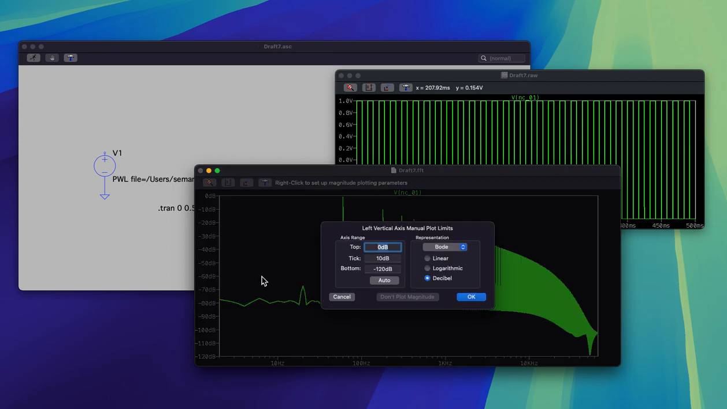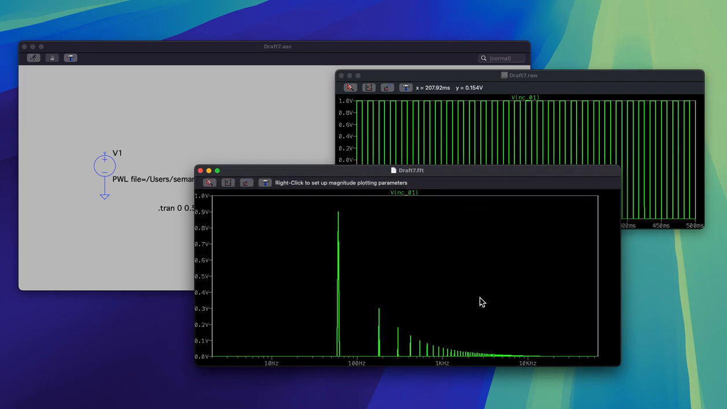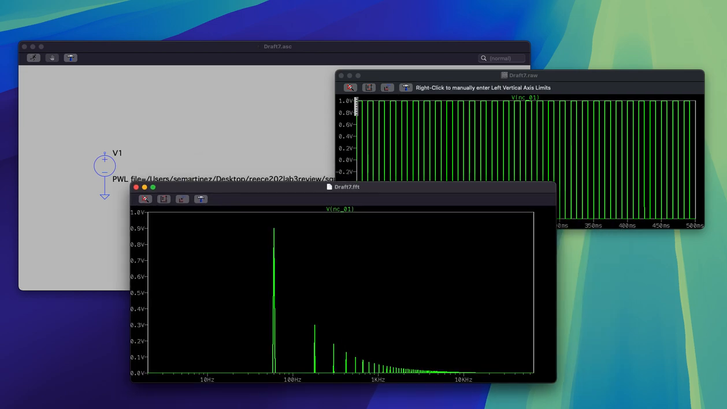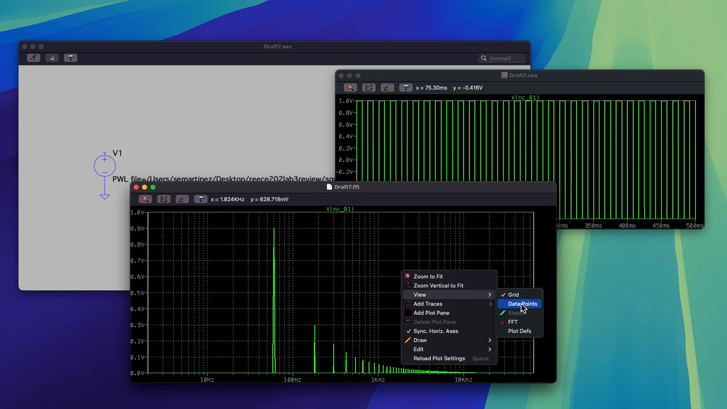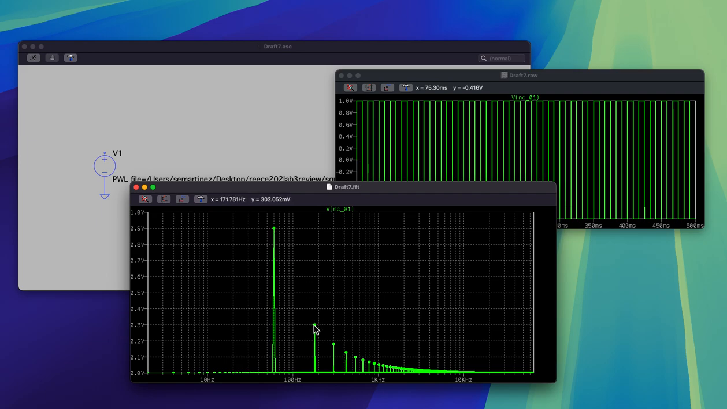So right click on the y-axis, we make it linear, and then we see that in this case it's a 1 volt maximum amplitude square wave, so it's almost 1 for the fundamental, and we have plenty of harmonics, which are multiples of the fundamental. So let's do that. Right click, data points. This one is 60 hertz. This one is going to be 3 times that, so 180. This one is going to be 6 times, and so on.